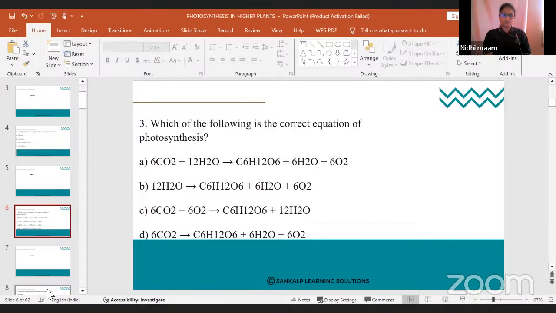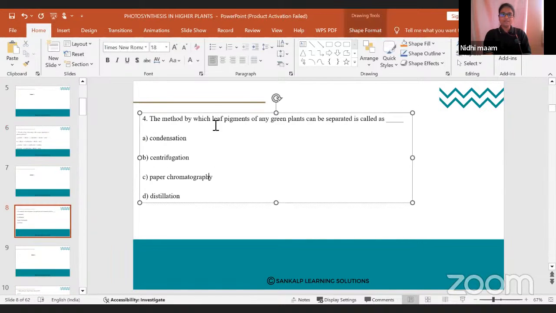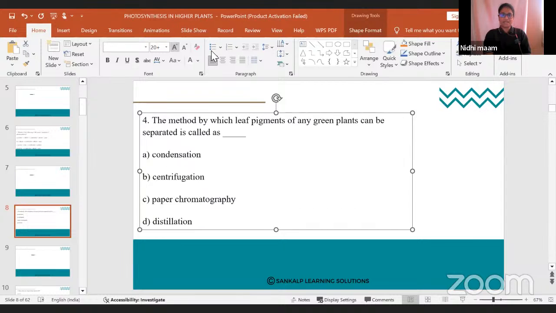Okay, next question. The method by which leaf pigments of any green plants can be separated is called as. Which method is used to separate leaf pigments? A, condensation, B, centrifugation, C, paper chromatography, D, distillation.